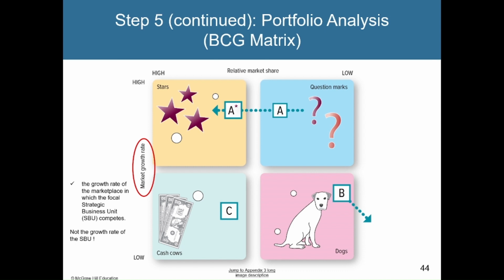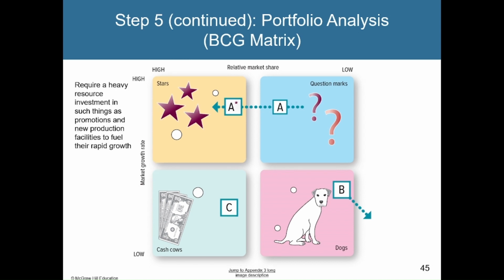But what we want here is not the growth rate of Nike shoes. What we want here is the growth rate of the market that Nike shoes competes in. That should be the sport shoe market. So you need to Google and find what is the growth rate of the athletic or sports shoe market, and that is what we want here for the market growth rate. Now we understand these two factors involved. Let's talk about each of the categories.